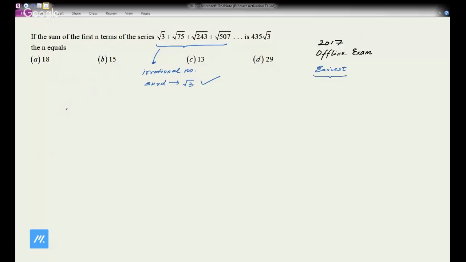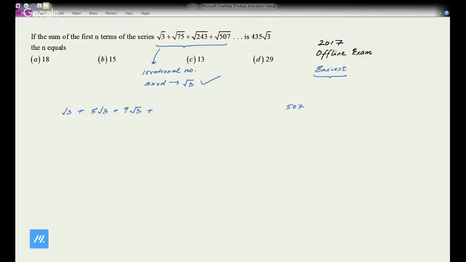Okay, so this becomes what? Root 3 plus what will it be? Can you see 5 root 3? Simple. I can easily say that you guys will be able to see this pattern, and I'm not going to solve this further. Can you see this? 243 is nothing but 81 into root 3. Similarly, what is this 507?